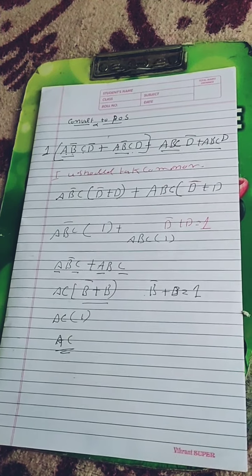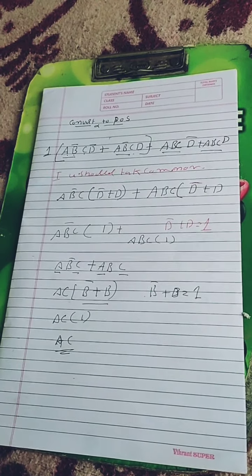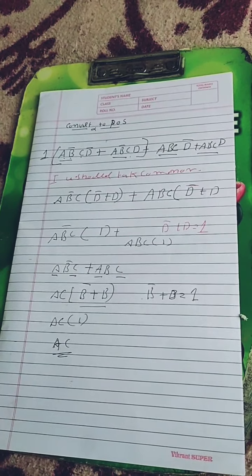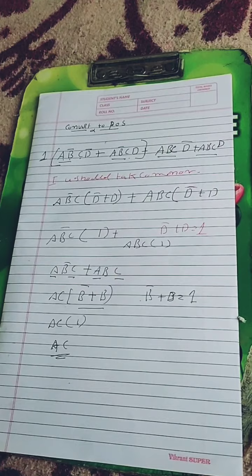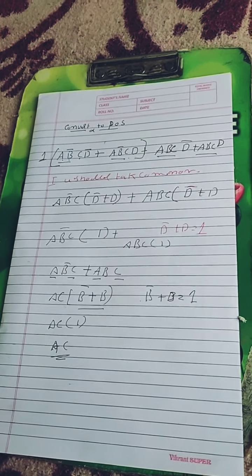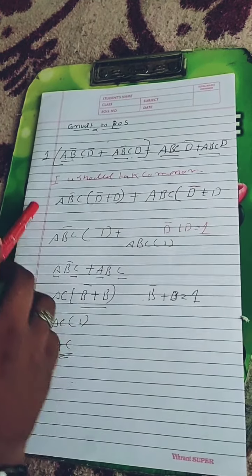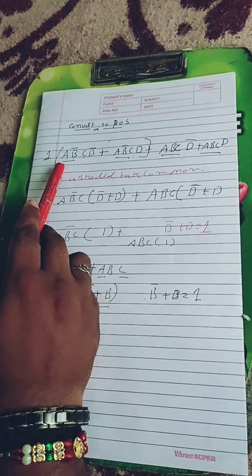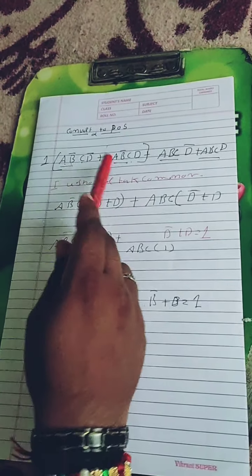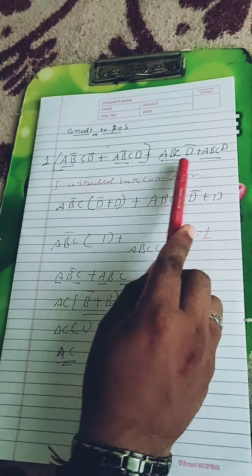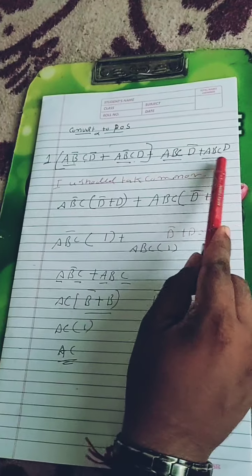So how do you solve this sum? This is the sum to convert from SOP into POS. So see here, when you are minimizing the Boolean expression, what should you do here? A B bar C D bar plus A B bar C D plus A B C D bar and A B C D.